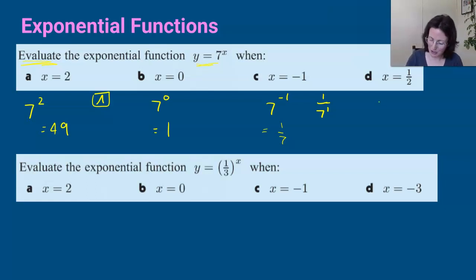And then what about fraction powers? That's okay too. Using your calculator, it will tell you that that is the square root of 7. Some of you may also remember that to a half power is a square root. What about another one? Notice that the 7 here was a whole number, a number greater than 1, and this time we're using a fraction, a third, which is less than 1.